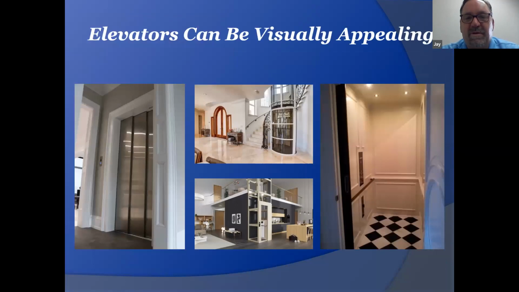The elevators can be visually appealing. The one on the left, you can do commercial stainless steel doors if you want. The top ones, we'll get into that. A PVE is a pneumatic vacuum elevator. The one on the bottom is a glass elevator. The PVE and the glass elevator are pretty expensive, around $50,000 to $60,000. So a lot of people don't want to spend that much. That's why the traditional elevator is fine.